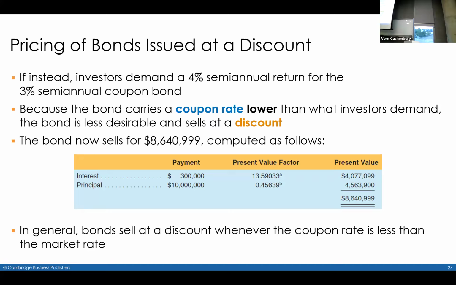But the present value of an annuity factor changes because now we're discounting those payments at 4%, not 3%. Same for the $10 million payment we'll get at the end of 10 years. When you discount those back at 4%, now that bond that was worth $10 million is only worth $8.6 million. So this is a good real life example. This is very plausible. Borrow 10 million a day.